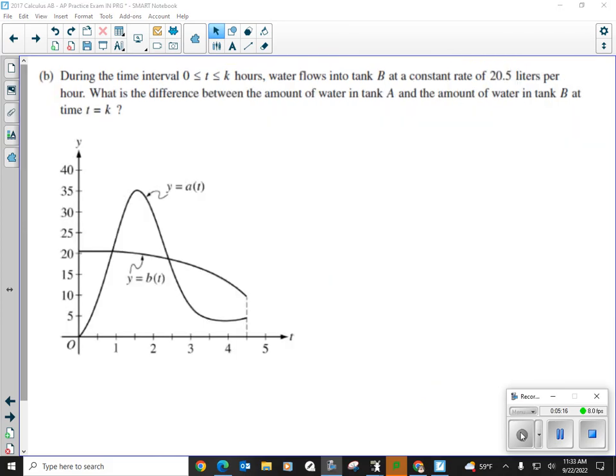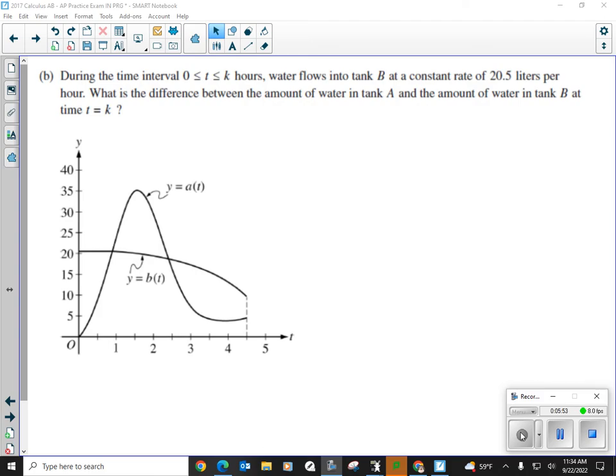2B. Now, I just copied a picture of the graph and brought it over here because it's nice for reference. During the time where t is between 0 and k hours. K is familiar. That's from the initial problem. We'll go back and look at that in a moment. Water flows into tank B at a constant rate of 20.5 liters per hour. What is the difference between the amount of water in tank A and the amount of water in tank B at time t equals k?